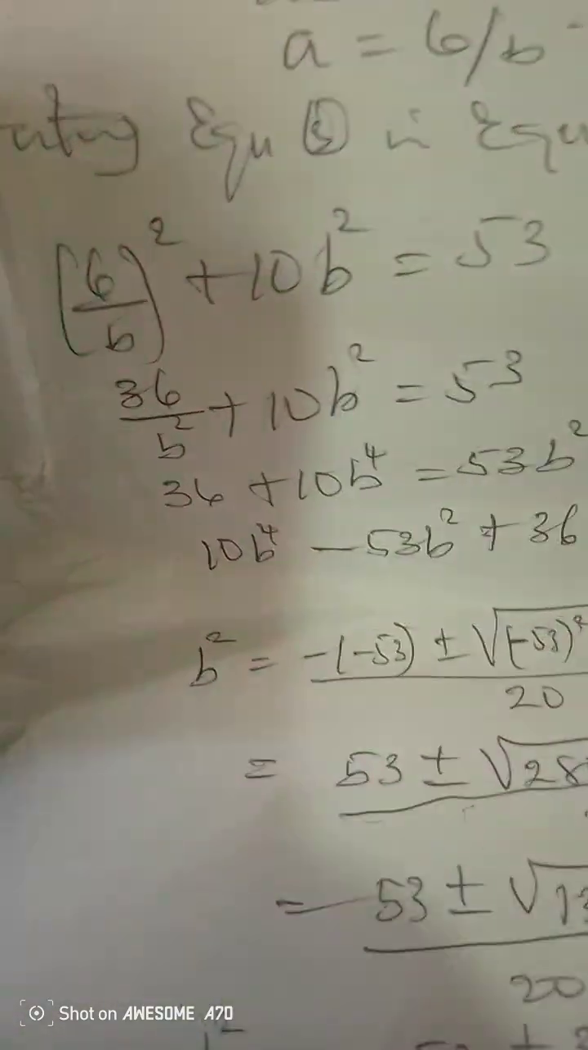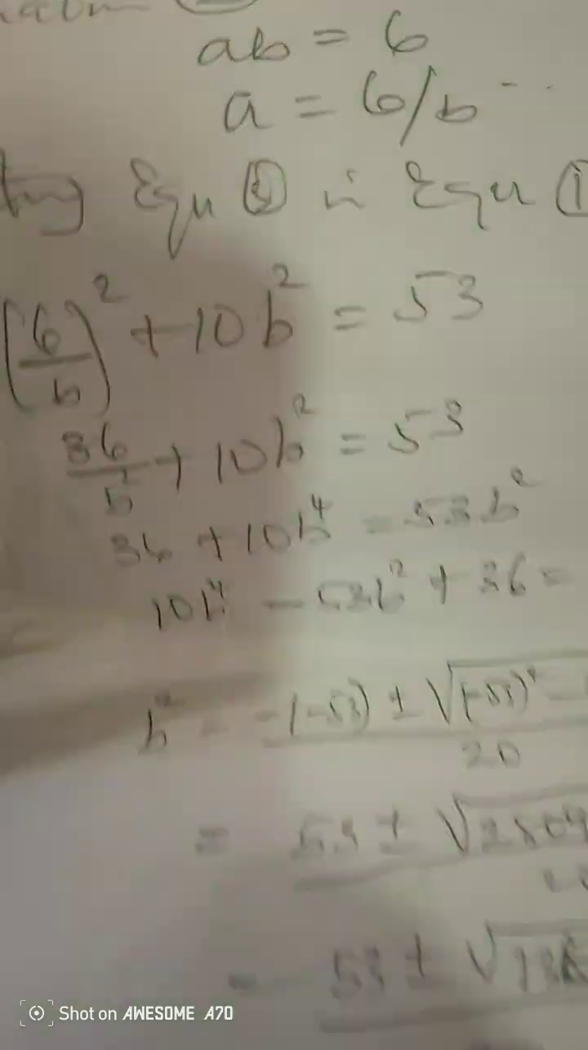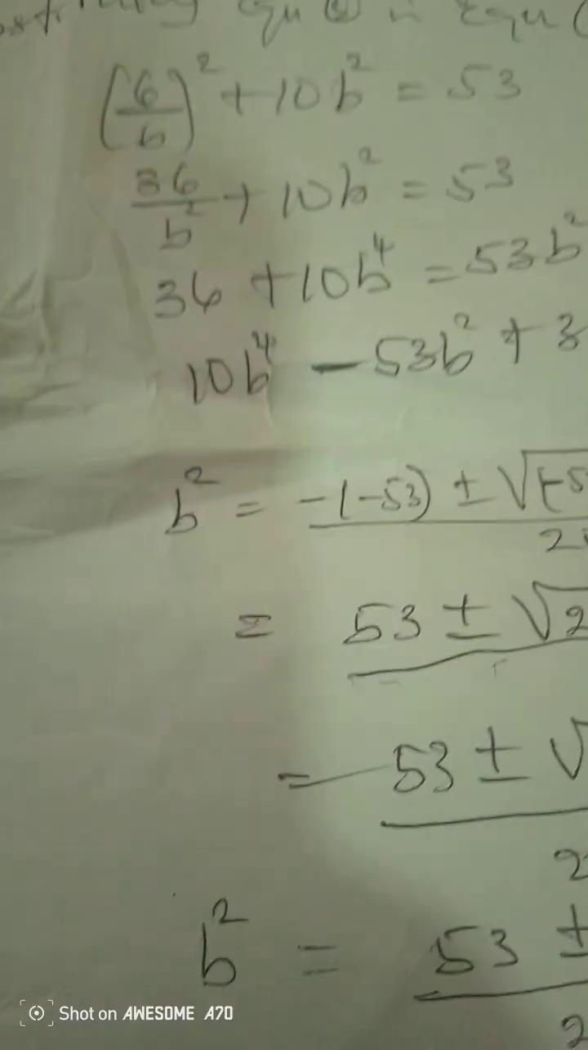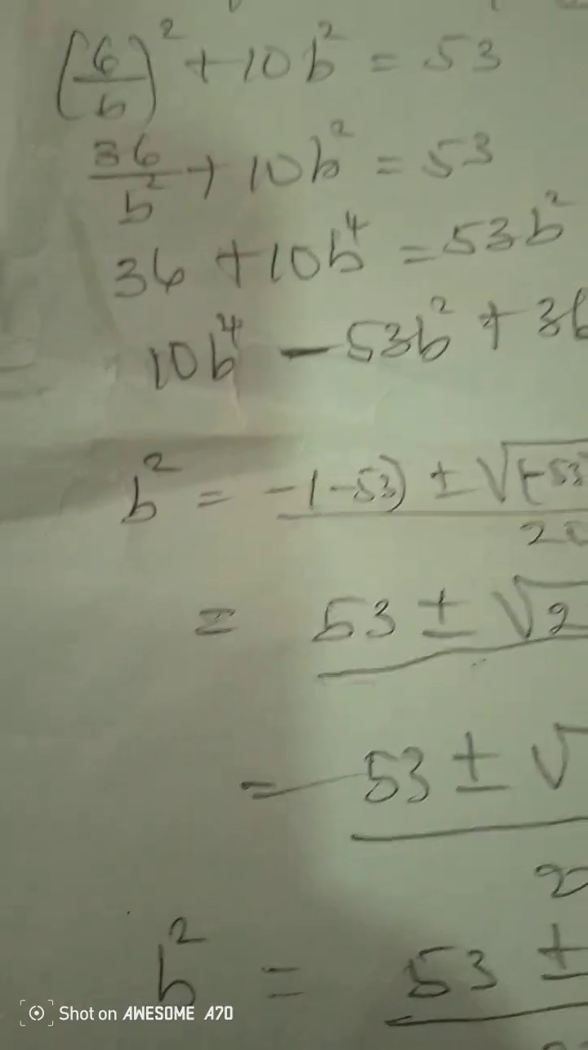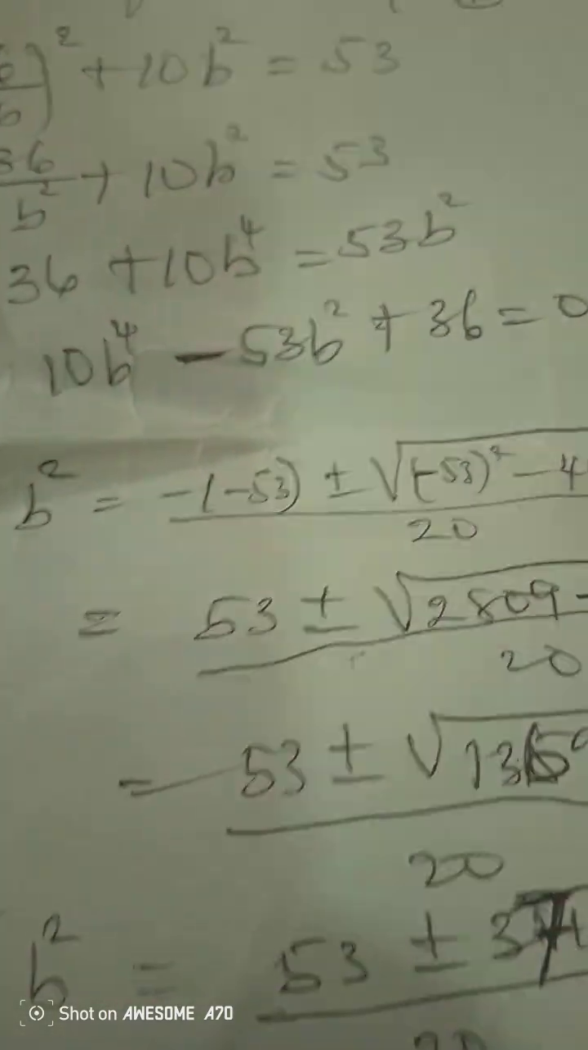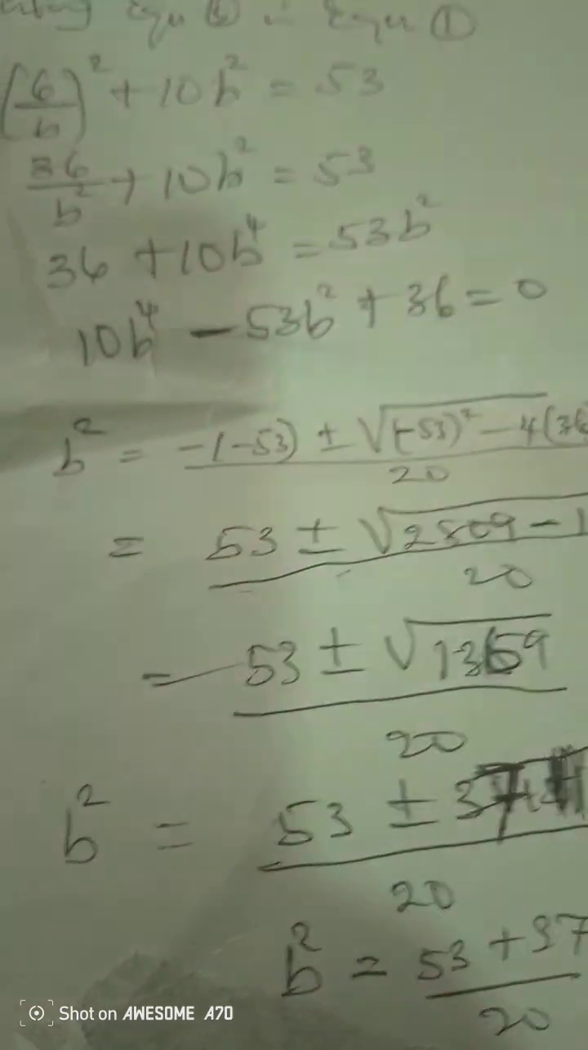We have 10b⁴ minus 53b² plus 36 is equal to 0. It is a quartic equation, but it can be treated as a quadratic equation. So using the quadratic formula, we have b² equals, using x equals minus b plus or minus the square root of b² minus 4ac all over 2a. That's the general formula method for solving a quadratic equation.